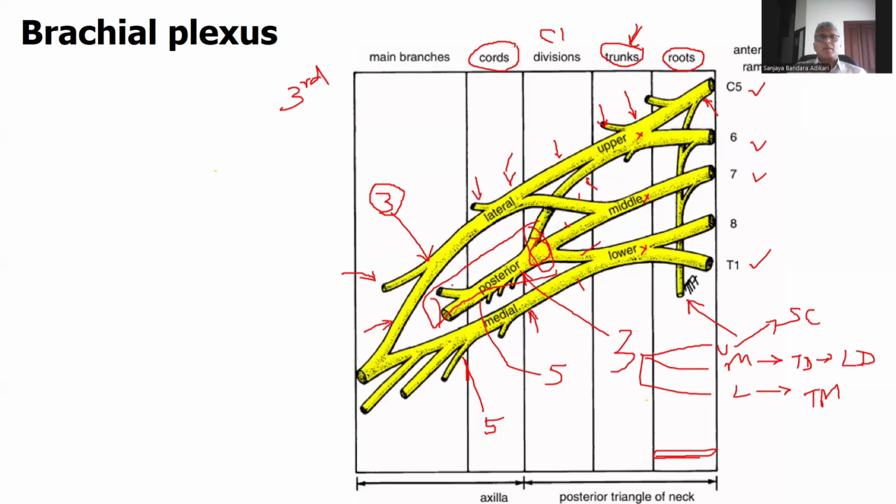Then the important branch, the axillary nerve. It's a large branch. Then the remainder continues as the radial nerve. So that makes it 5.